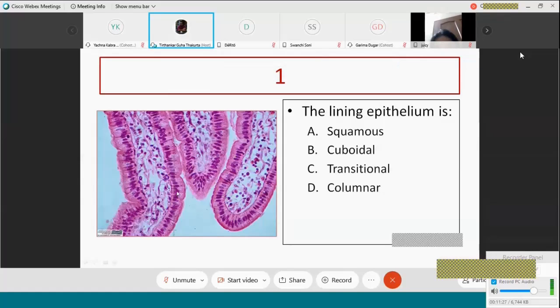So this is columnar epithelium, which is liberally present on intestinal structures. It lines the stomach, it lines the small intestine and the large intestine. So this is how columnar epithelium looks like. Next question. What is this lining epithelium?